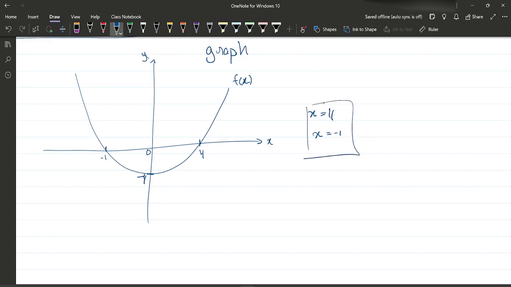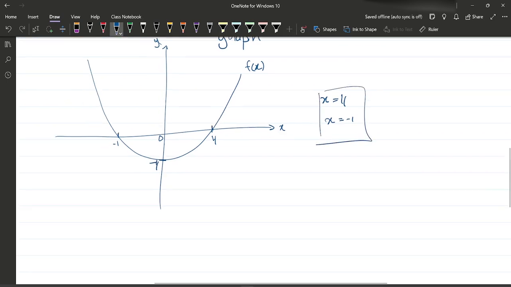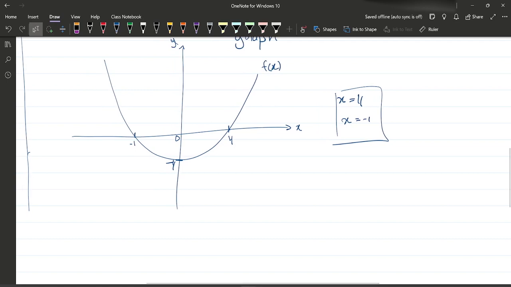But this is too easy, right? They're not going to give you a graph and ask you for that. Well, obviously they can, but usually they're not going to. If they do, it's probably going to be a very low mark question, or they could ask you to find f of x, which we've done before. You simply do x minus 4 times x plus 1, and you'd find f of x.